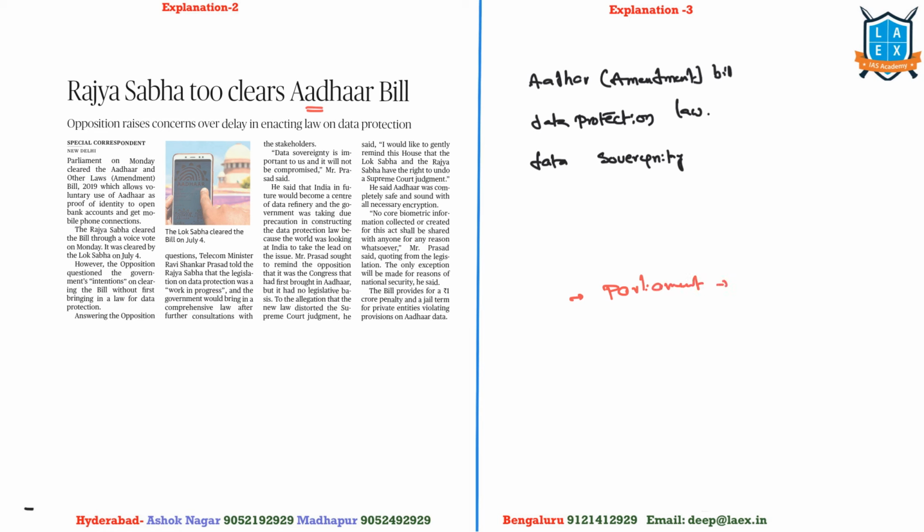So it can undo the judgment of the court. But it can also be challenged in the court under judicial review. And the next is, there is a law that is called the data protection law. The biggest concern with the Aadhaar is privacy. So in this context, there is a demand for the early enactment of the Data Protection Act in India. And the next, in the existing law itself, there is stringent punishment for violation of provisions of the Aadhaar data. So there is a 1 crore penalty and a jail term for private entities if they misuse Aadhaar data.